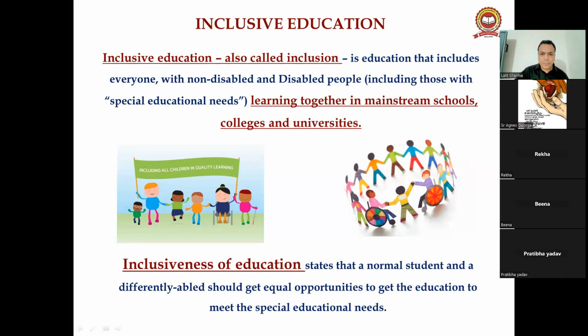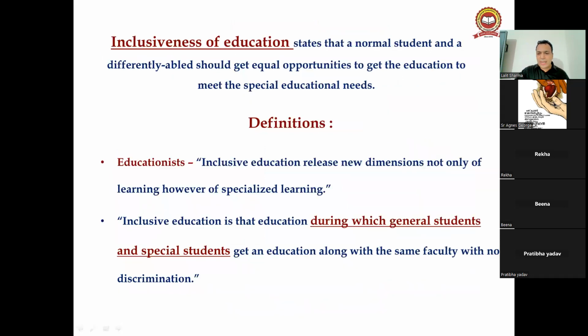Inclusiveness of education states that normal students and differently abled students should get equal opportunity of education, okay, right, guys? So in the next slide, you can see that inclusiveness of education states that a normal student and a differently abled student should get equal opportunity to get education to meet the special educational needs. Okay. Got the point? So I think the definition of inclusive education is clear to you, right, guys?